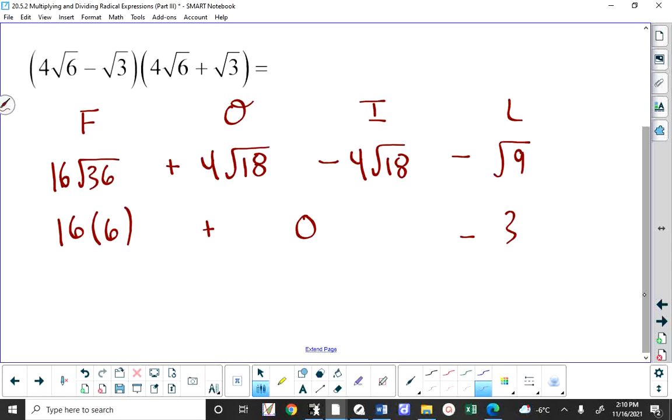And this is why I would say to you, so our answer here is, let's see, 16 times 6 is 96 minus 3. How is my arithmetic there? 93? Okay. Here is the important point. Well, there's a number of important points.